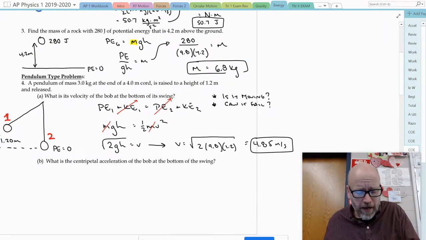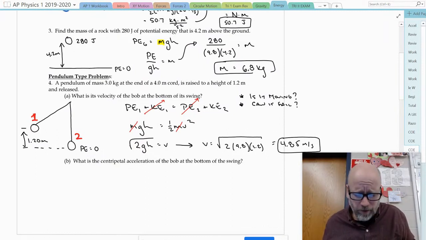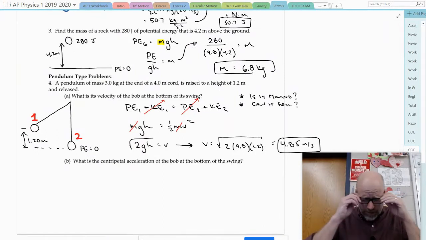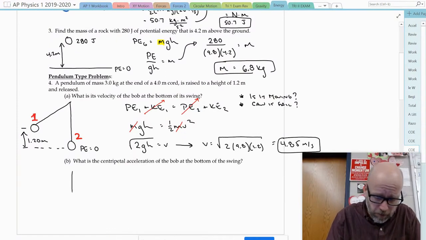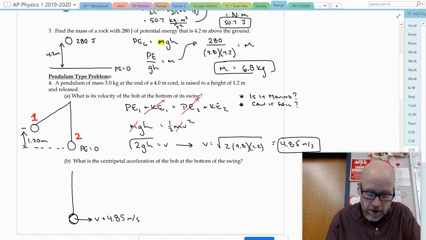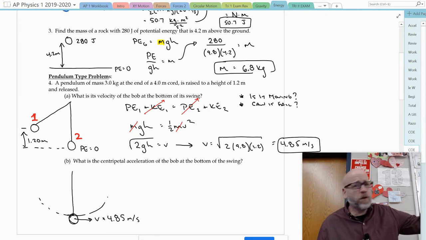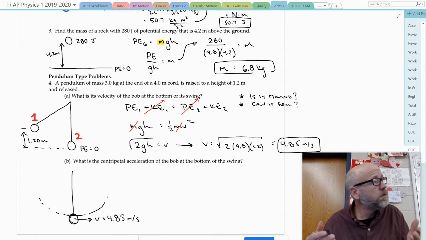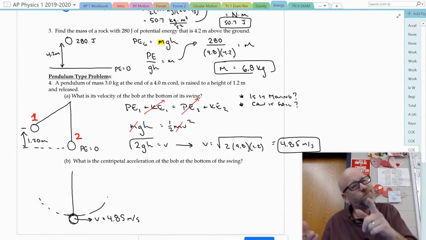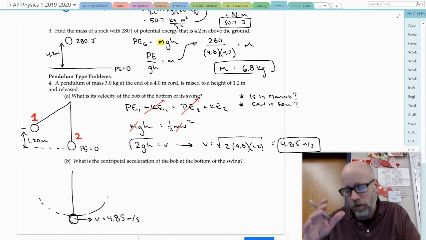All right. Now, next it says, what is the centripetal acceleration of the bob at the bottom of the swing? I just calculated it has a velocity of 4.85 meters per second. But here's the thing. A pendulum swinging like this is the same as a ball going in a circle. Picture it. It's the same bowling ball I swung in class, right? Just this time, instead of going a complete circle, it only goes in part of that circle. Also, the velocity changes as we go.